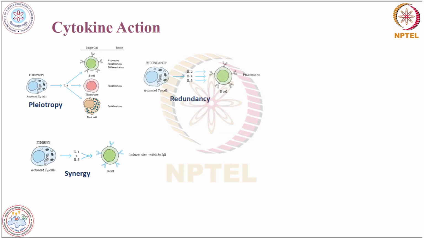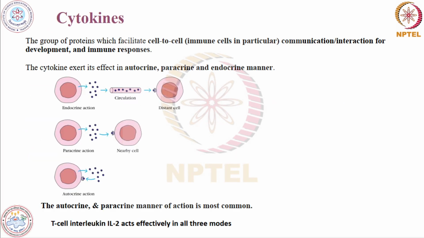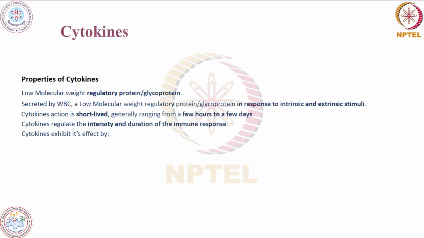So there are some other actions of the cytokines. Till here, is this clear? What are the different ways of cytokine action, what are the properties of cytokine action, and what is the relevance behind each and every property of the cytokine? Is this clear till here?